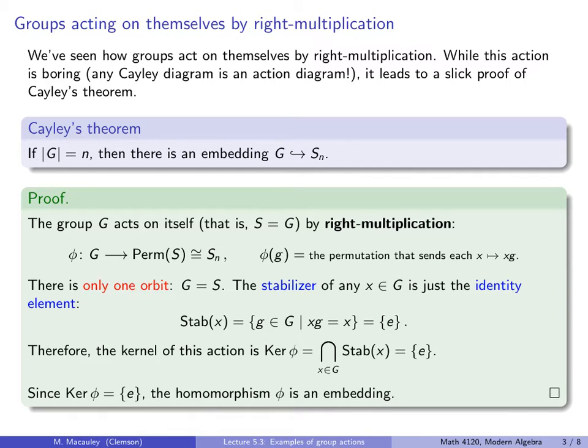So this is the first of several results that we will see where we have a deep theoretical result on group theory, namely Cayley's theorem, and we prove it by setting up a clever group action that seems completely unrelated and analyzing the orbits, stabilizers, and or kernels.